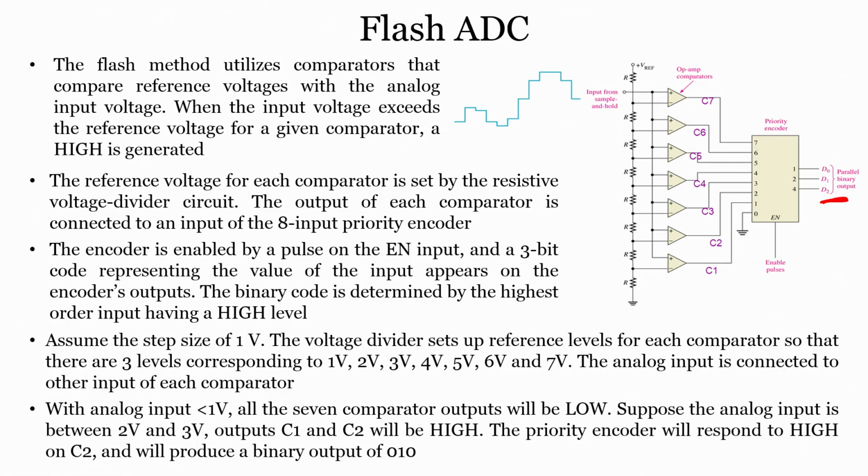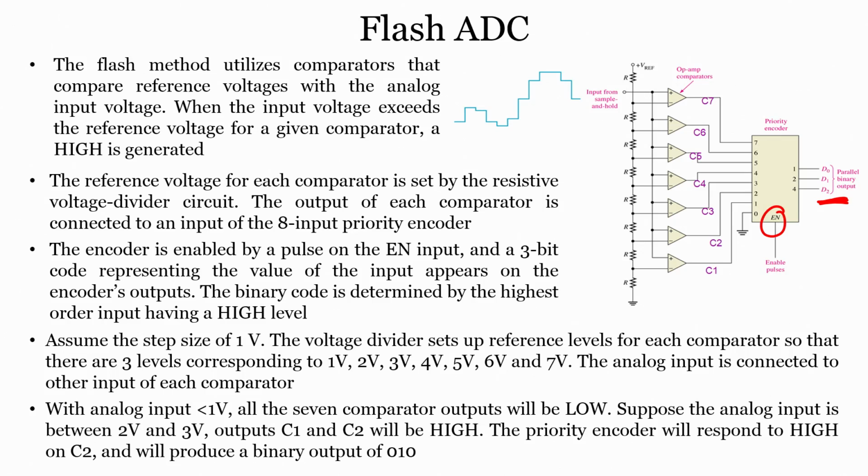The output of each comparator is connected to an input of an 8 input priority encoder. This is a priority encoder which is an 8 input priority encoder. The encoder is enabled by a pulse, and a 3 bit code representing the value of the input appears on the encoder's output. Here is the output that is appearing at the encoder's pins 1, 2 and 4. The binary code is determined by the highest order input having a high level.